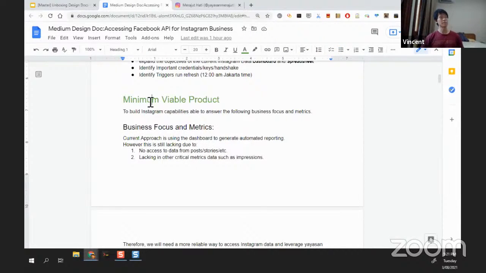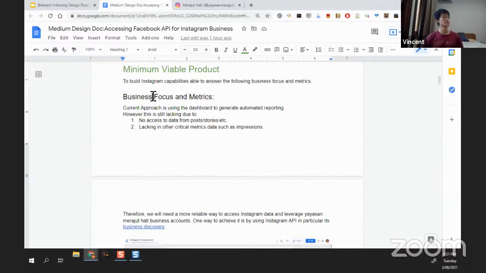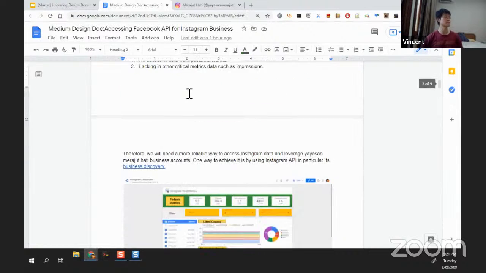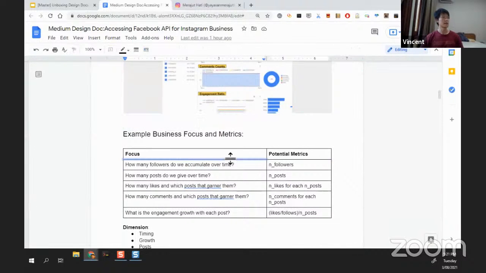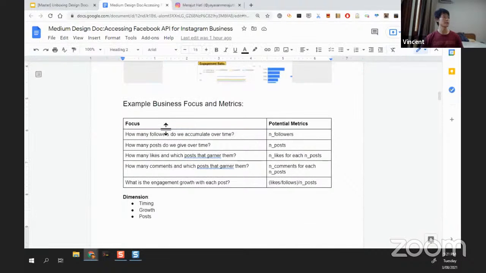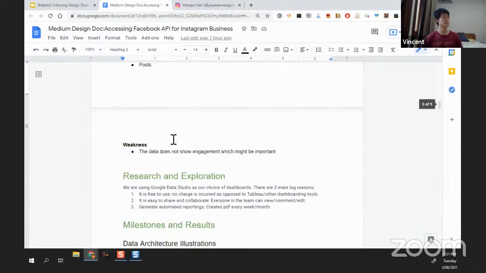The third one is the minimum viable product. By the end of the day, what do you want to focus on? How do you determine success criteria? Are there metrics? I created a dashboard for them, so I put a screenshot there. I also put the example business focus and metrics that we need to find out. These are basically the criteria of success.